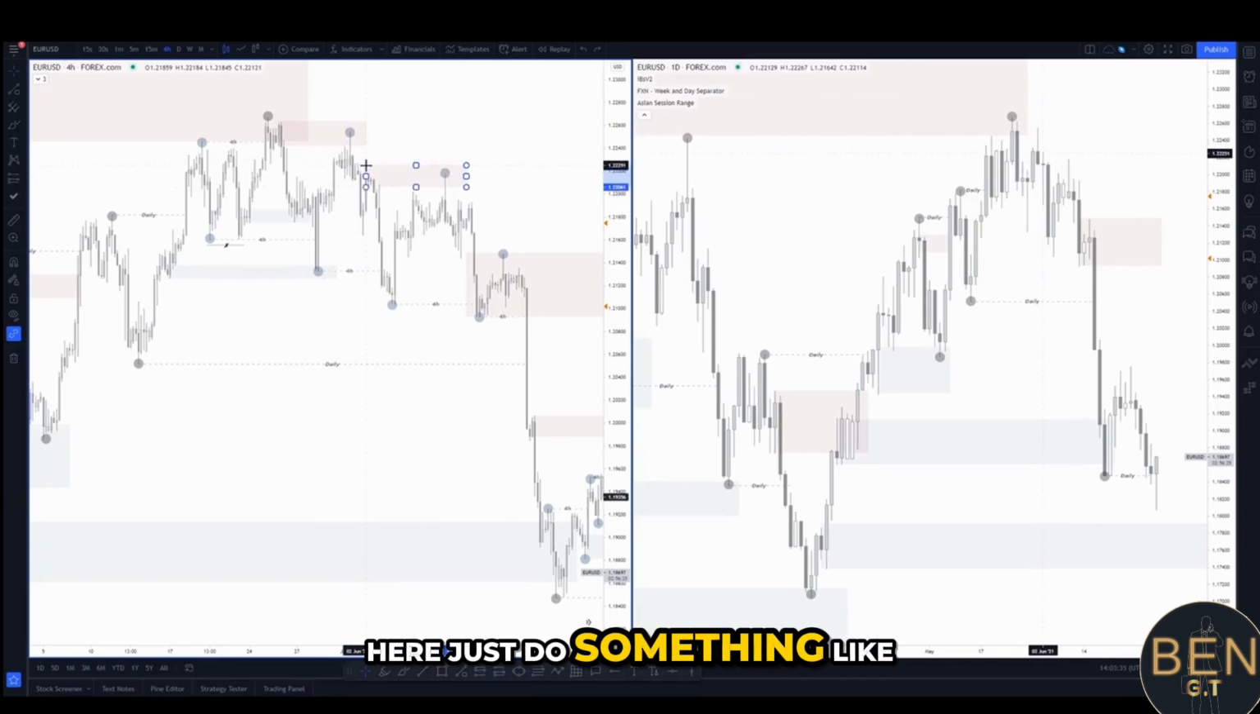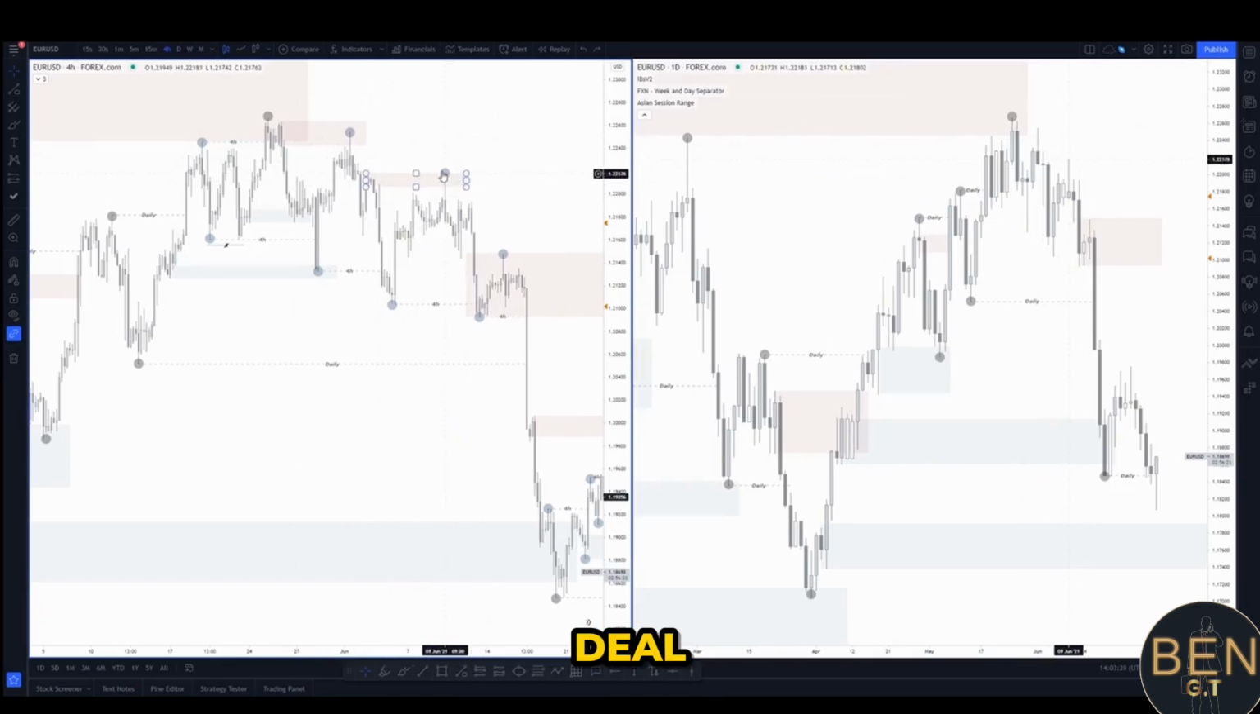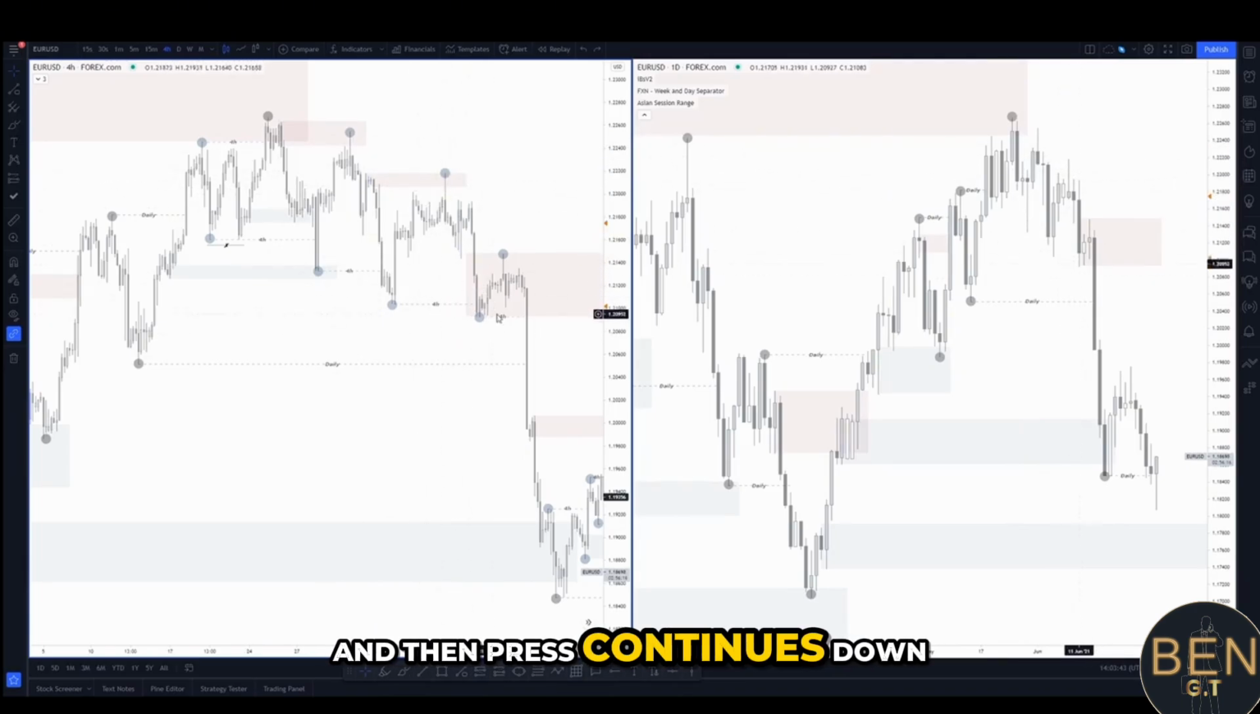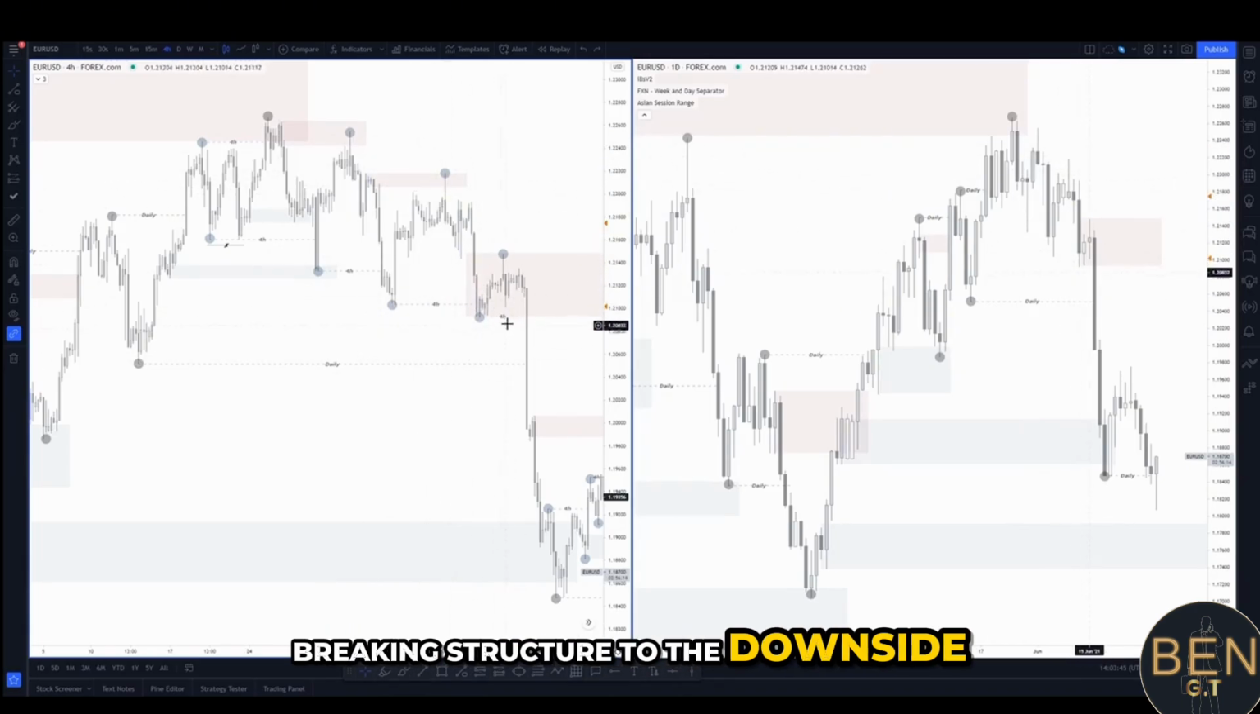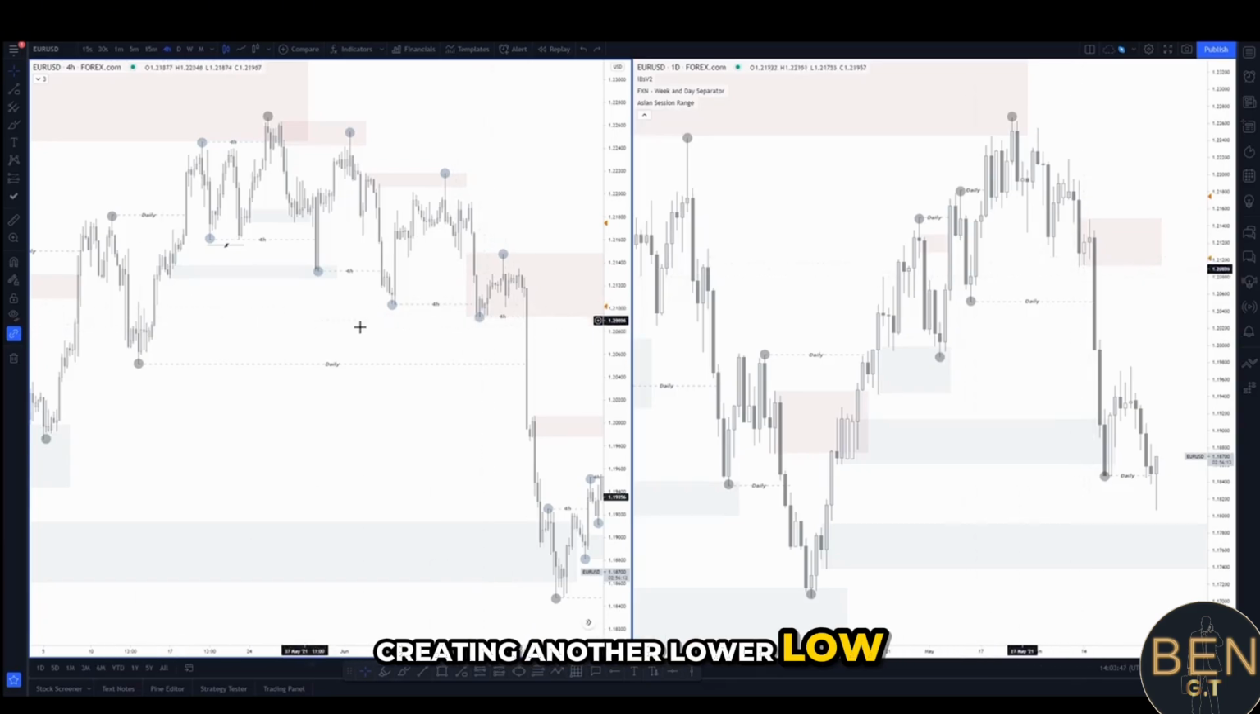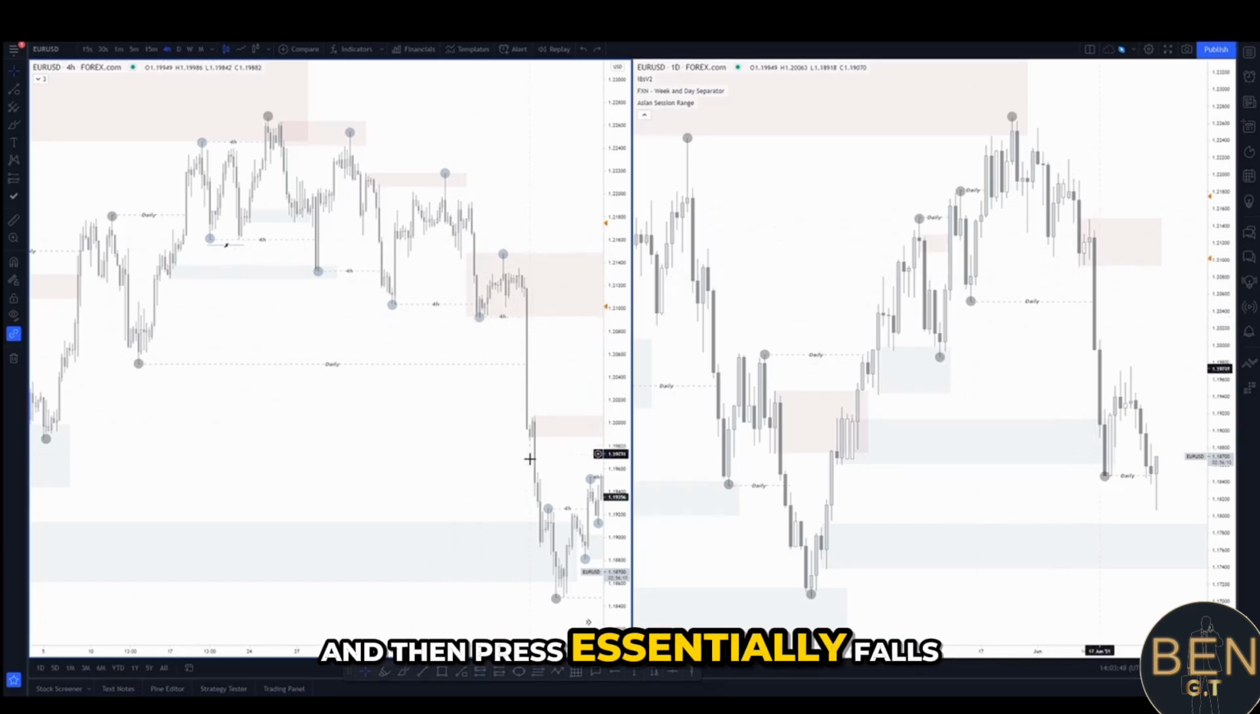Just do something like that. It does wick the supply zone a little bit, but not a big deal. What we can see is we have supply. Ultimately, it's respected, and then price continues down, breaking structure to the downside, creating another lower low, and then price essentially falls off the cliff here.